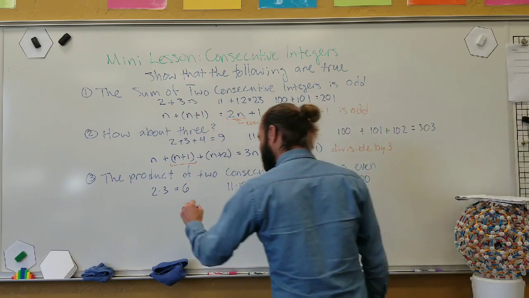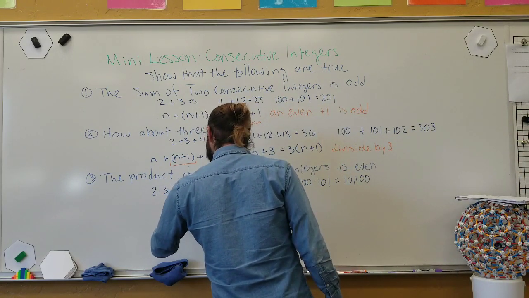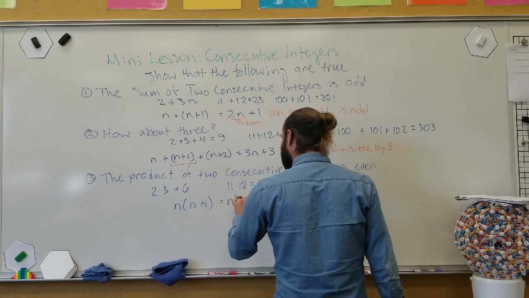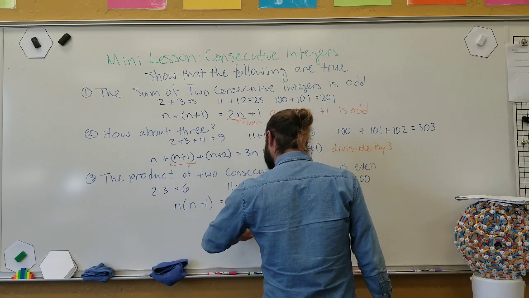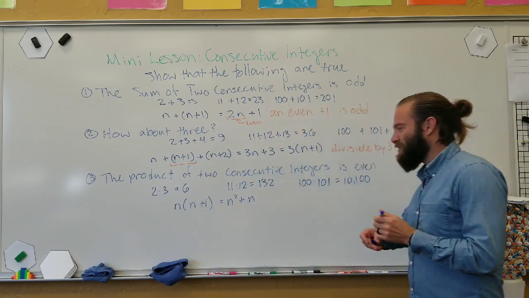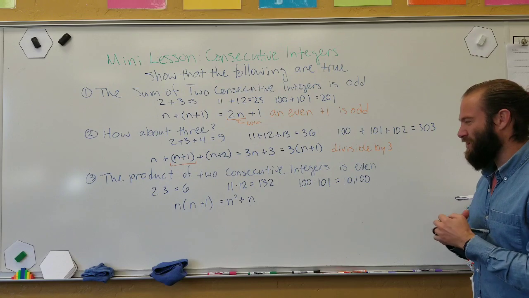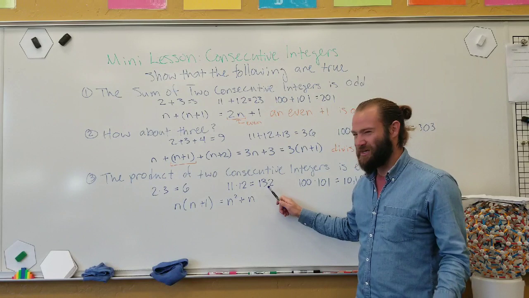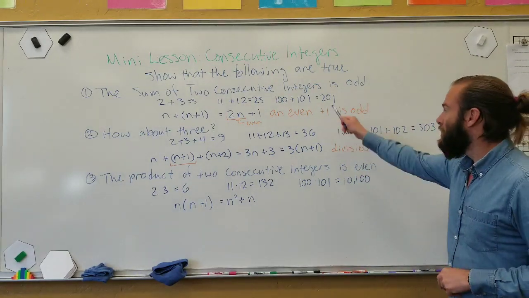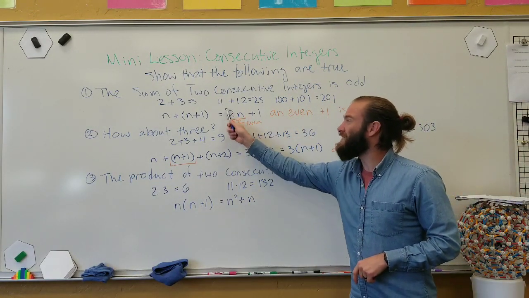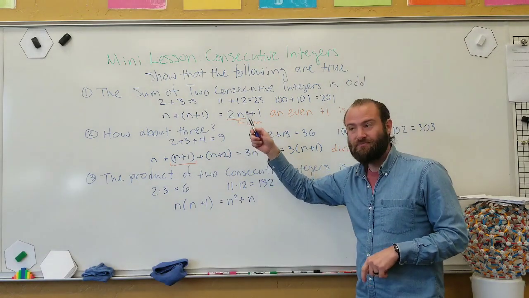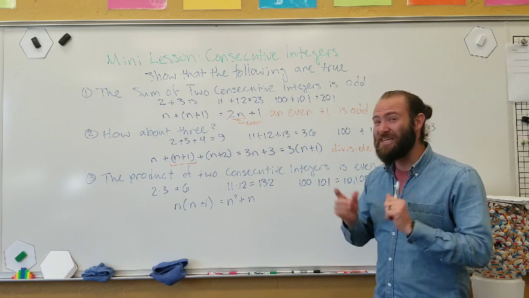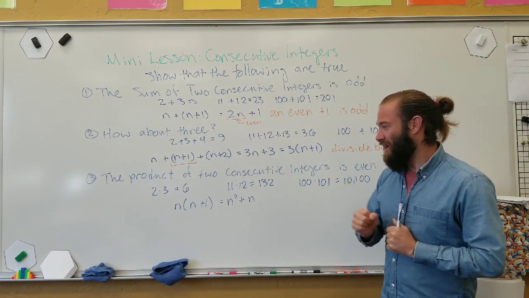Well, how do I tackle this? It seems like if I do the product of two consecutive integers, I get n squared plus n actually. And that doesn't really seem to be super helpful. You know what I'm saying? Because it's not really convincing that they're even. Because remember when we say showing something's even, let's go back to here. We should be able to see that it's a multiple of 2 times something else. But we can be a little sneaky with this actually and work it out.